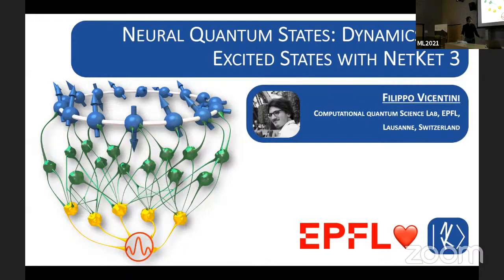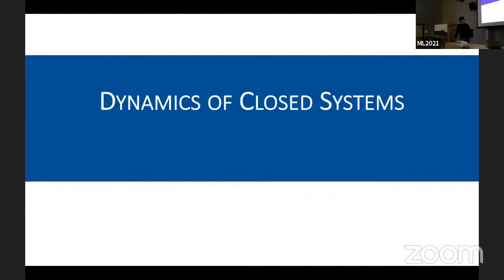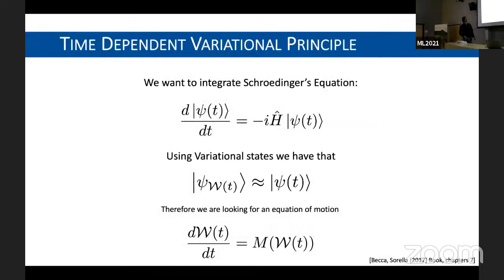So the first topic I'd like to cover today is dynamics of closed quantum systems. Giuseppe talked about it yesterday and he introduced to you the time-dependent variational principle. In short, just to recall a bit, we want to solve the Schrödinger equation, d psi over dt is given by minus i the Hamiltonian applied to the state, the ket, at a certain time.